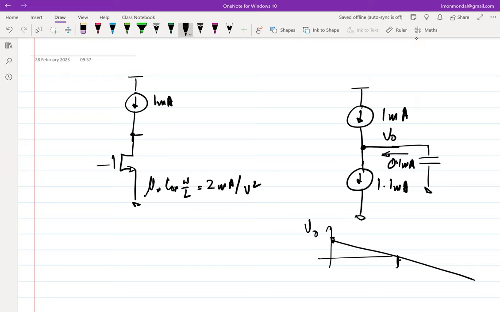Now, what happens at steady state, that is, at time t equal to infinity? V naught ideally in this case will go to minus infinity, because we assume these to be ideal current sources and so on.